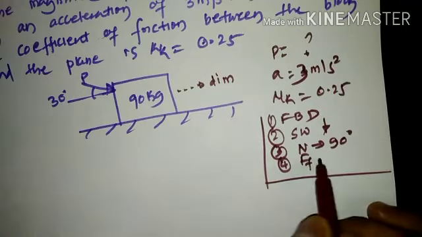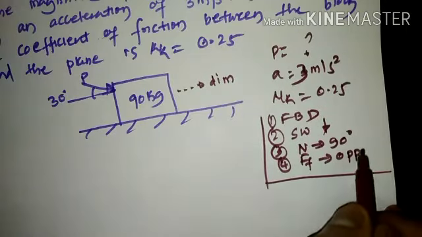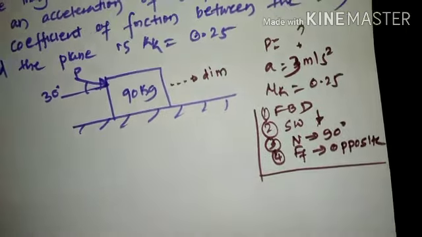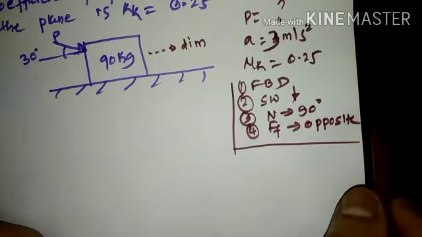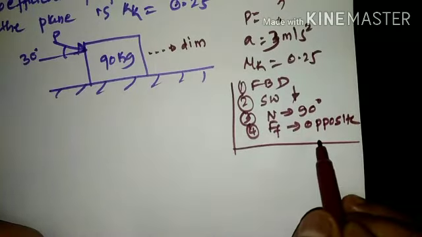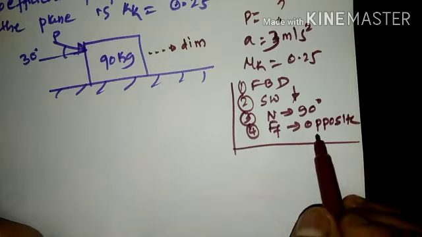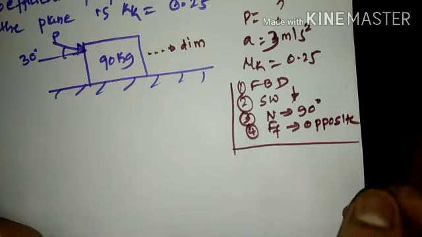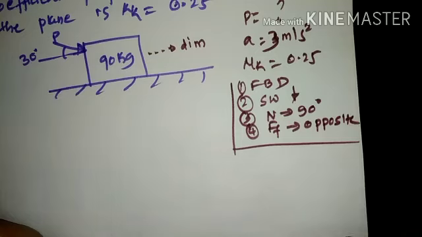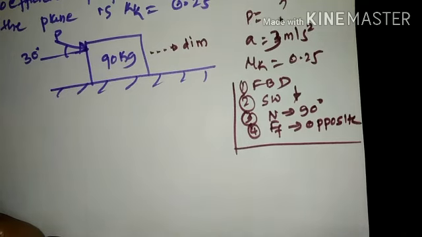Frictional force will always be opposite to the movement of the body. If the body moves towards the right hand side, the frictional force will be towards the left hand side. Similarly, if the body moves towards the left hand side, the frictional force will be towards the right hand side. It is irrespective of whether the body is subjected to acceleration or retardation. It is independent. Frictional force will always be opposite to the movement of the body.